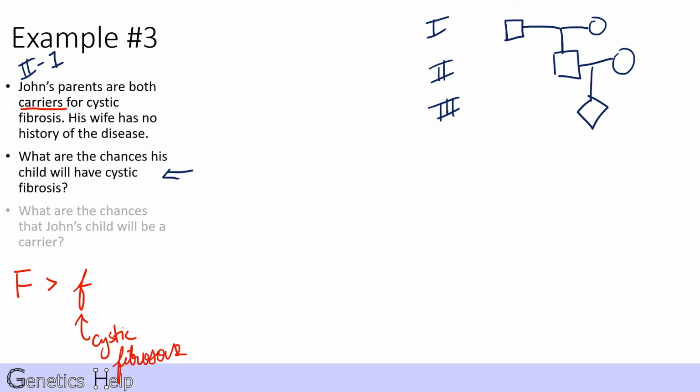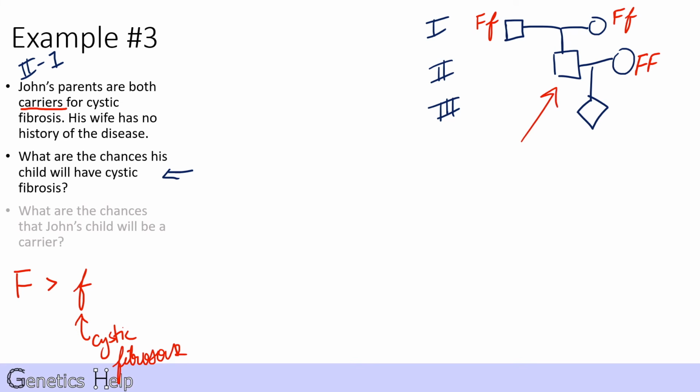Okay, so we know that John's parents are both carriers, so they must be heterozygous. We know that the wife has no history of cystic fibrosis, and it's a rare condition, and she's a founding parent for the generation 3 child, so it's very likely that she is homozygous dominant, so just a wild type, large F, large F.